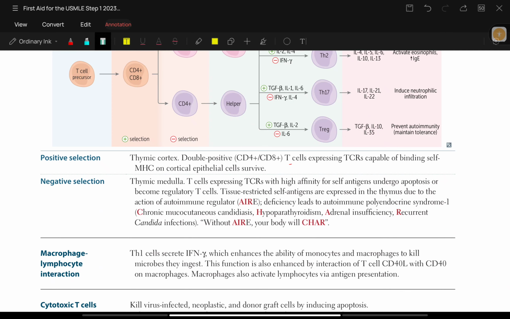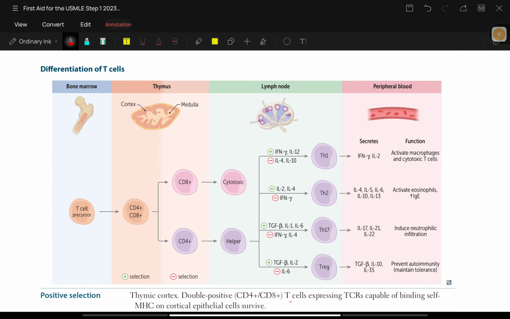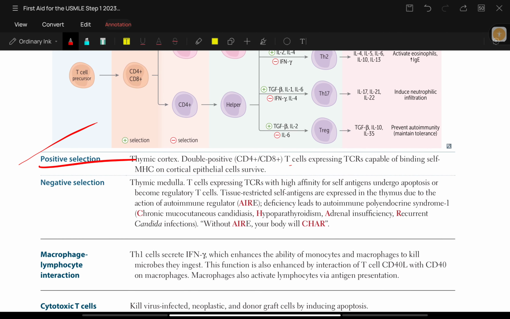So moving up to the next, we can see here differentiation of T cells, and here we see positive selection, that is thymic cortex double positive, that is CD4 helper cells and CD8 cytotoxic T cells expressing TCRs, that is T cell receptors, capable of binding self MHC on cortical epithelial cell surface.